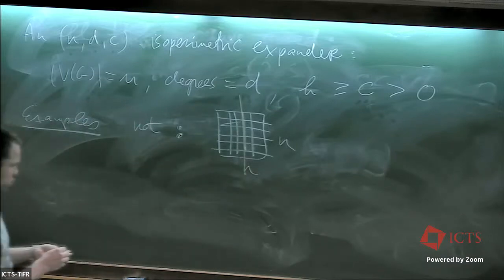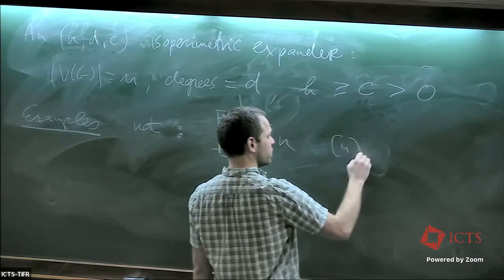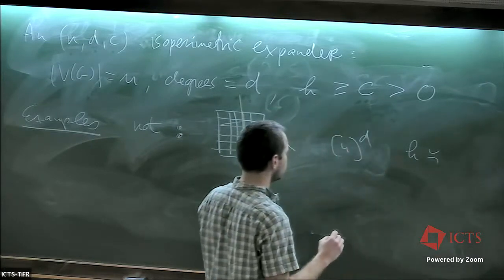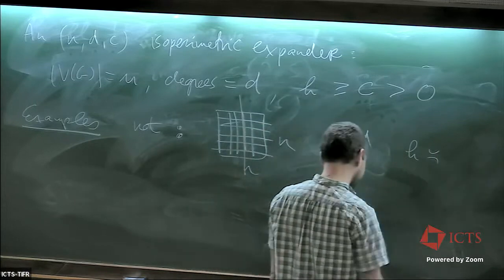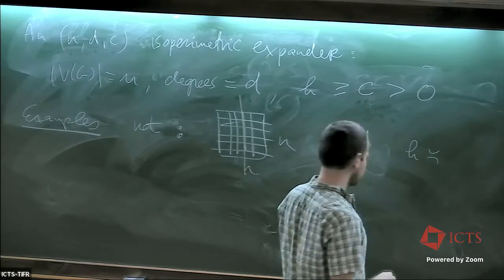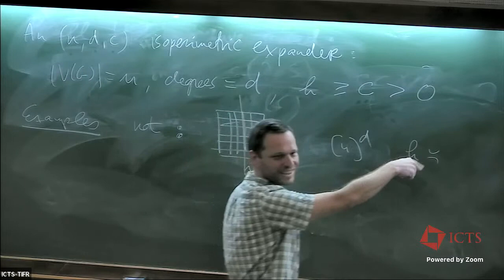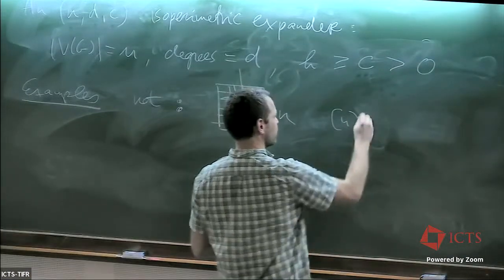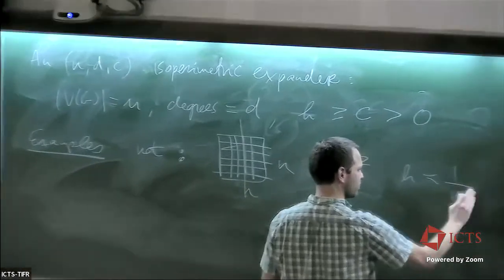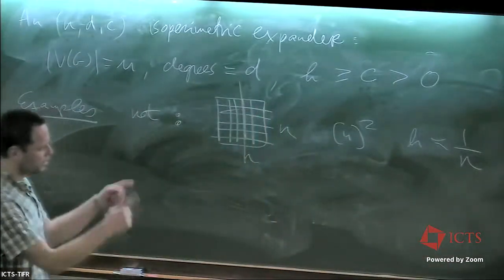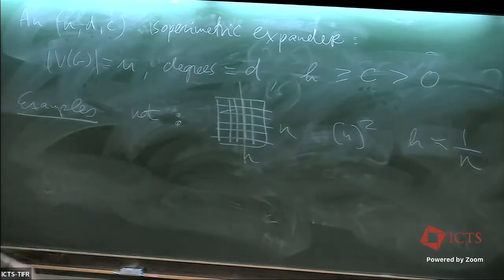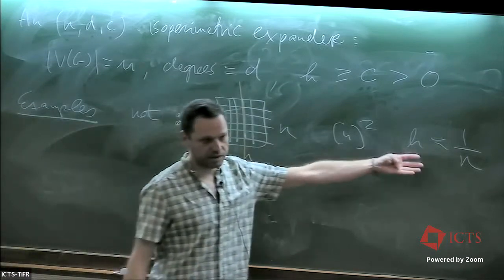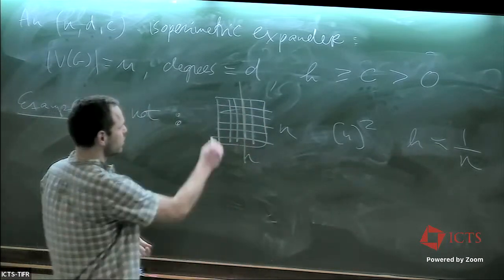In general, if you take the n by n box in dimension d, then the Cheeger constant is approximately 1/n, but the formula with d you have to think about. Homework: calculate it. So this is not a uniformly positive thing. Okay, this is not exactly a regular graph. If you want to make it regular, you take the torus.